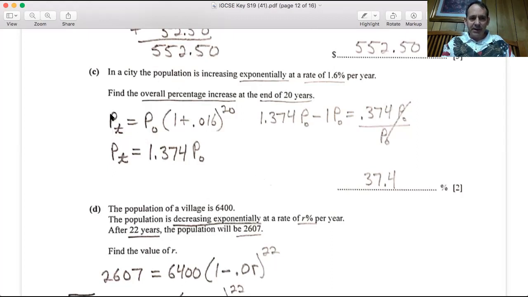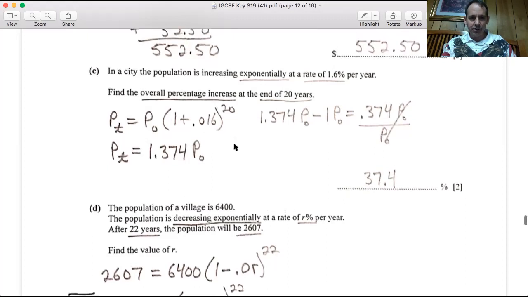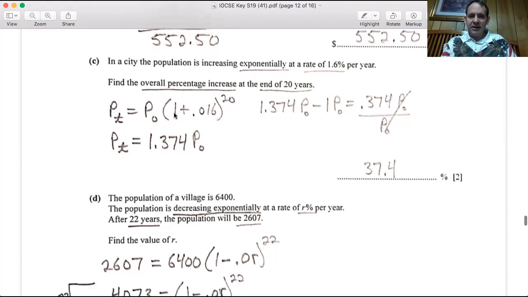So this is the population after time equals the original population, population subscript O, original population, times 1 plus the rate. If you were decreasing, you would subtract the rate. So 1 plus the rate because it's increasing, and then your time is the exponent because this is an exponential increase here, exponential growth. So the 1 represents your original 100% of your original population plus the percent of increase.